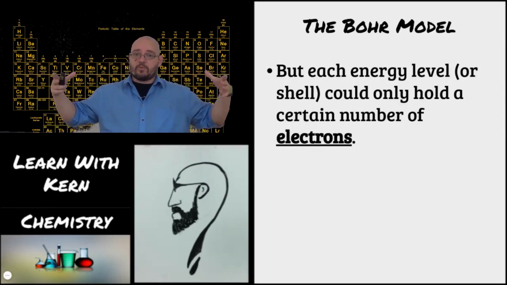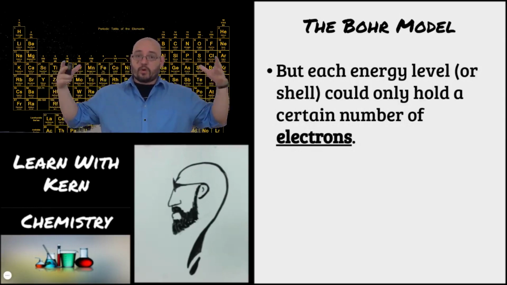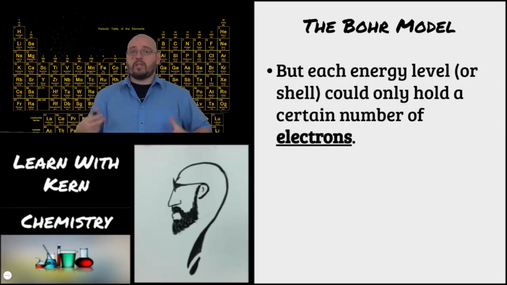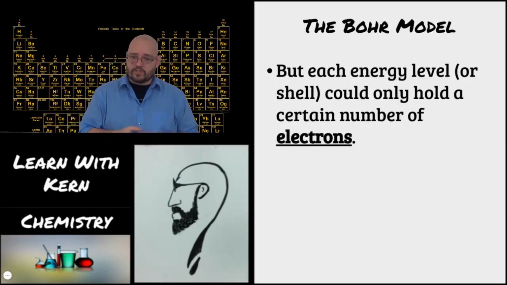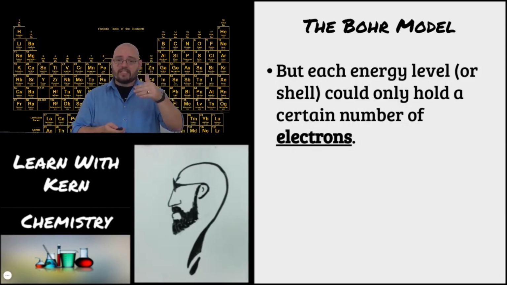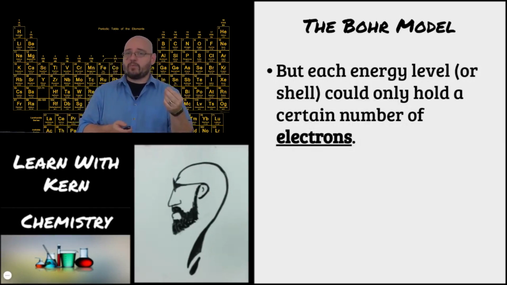One, because the energy level was larger, so there was more quote unquote room for electrons, but also their energies wouldn't compete with each other. So we have these energy levels. We use an N to represent the energy level.